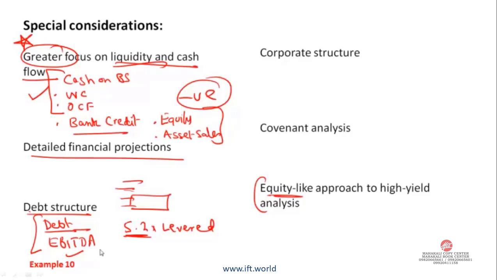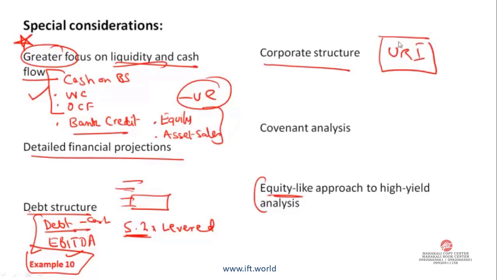And in example 10, you will also notice a distinction between gross leverage and net leverage. In gross leverage, we do not subtract cash from debt, whereas in net leverage, we take debt, subtract out the cash, and then divide by EBITDA. So this is a fairly straightforward example, but you still need to spend a little bit of time studying it. Understanding the corporate structure of the issuer is important. The curriculum gives the example of United Rentals Inc., which is a parent company or a holding company.